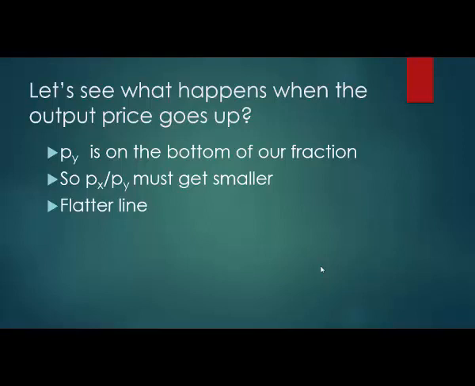So as the output price goes up, this ratio is going to be smaller, this fraction is going to be smaller. And since it's the slope, that means the slope gets smaller, we get a flatter line. So the line flattens out as the price of our output goes up. Let me show you what I mean.